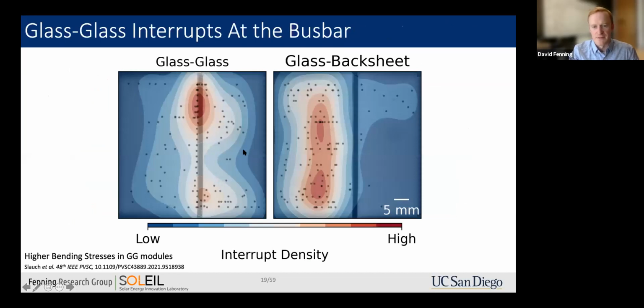The locations of these interrupts was also telling. The glass interruption, if we just look at the location with red with dots indicating the particular location of finger breakage, these interrupts form more commonly near the bus bar in our glass-glass mini modules, and then away from the bus bar in the glass backsheet. And this is consistent with parallel work going on at Arizona State, where they were studying the stress distributions in these two kinds of modules, and where they saw higher bending stresses in glass-glass modules arising during the lamination process.